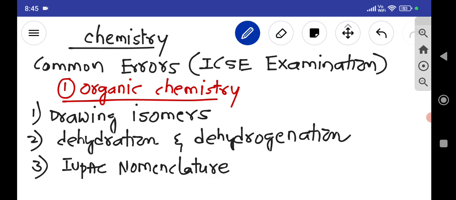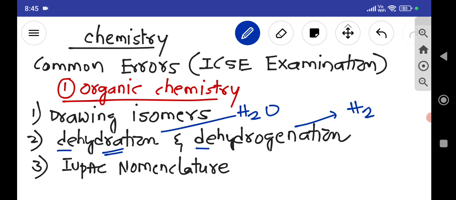Second one is dehydration and dehydrogenation. We should know the difference. De means removal. Dehydration is nothing but a removal of water, but dehydrogenation is nothing but a removal of hydrogen. If they give dehydrohalogenation, you need to remove hydrogen as well as halogen. Okay, so alcoholic KOH, whenever they use, you have to remove H and X. Okay, these are the important differences.